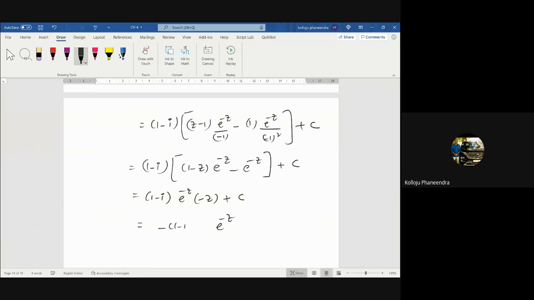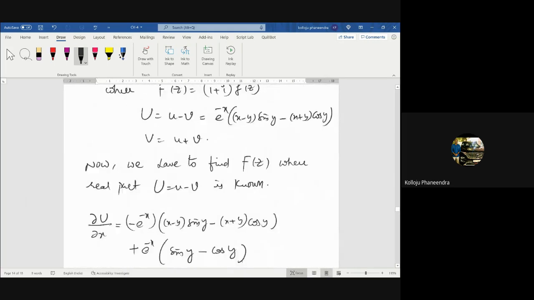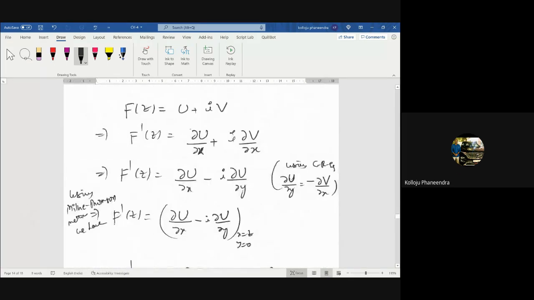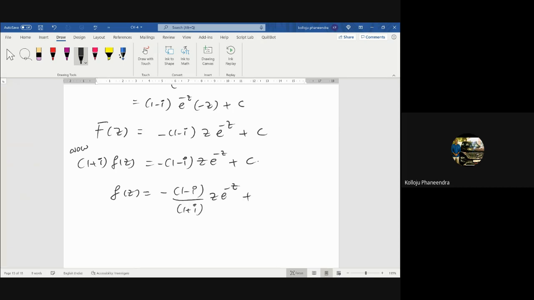Okay, let me write this as 1 minus i into z into e to the power of z. This is capital F of z. And what is capital F of z? It is 1 plus i into small f of z. Let me substitute that. 1 plus i into small f of z is equal to minus 1 minus i into z into e to the power of minus z plus c. So f of z becomes minus (1 minus i) by (1 plus i), z into e to the power of minus z plus some new constant. I will take c star.